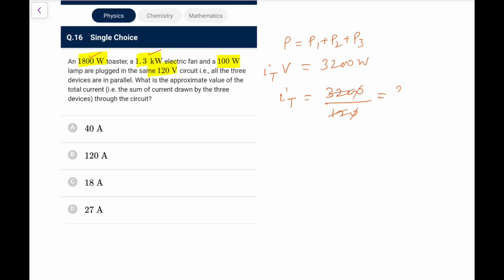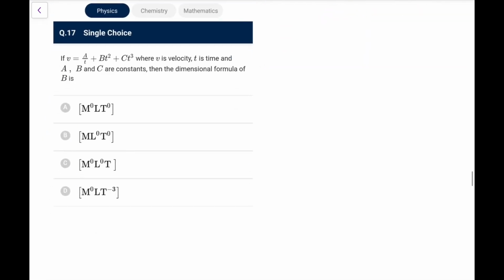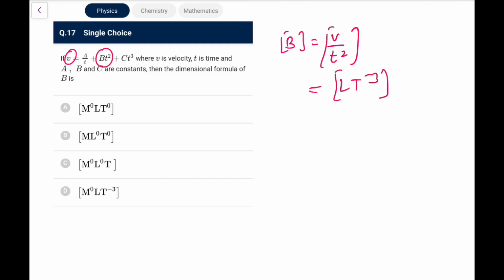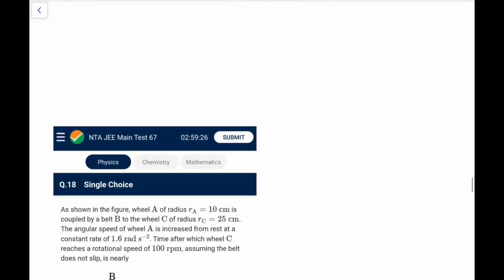Do this. This is 24 and 80. 80 would be, let's say, 6 72, and then again 80, so 26.66 ampere. That is what we are going to get. So the approximation would be 27 amperes. Go ahead. Next. If velocity is a by t plus b by t square plus ct cube, then the dimensional formula of B is, because it is velocity, I can directly say dimensional formula of B is V by T square. So V is LT minus 1, so it becomes LT minus 3. So LT minus 3, we are going for option D, that is the only appropriate one. I can see the next one.